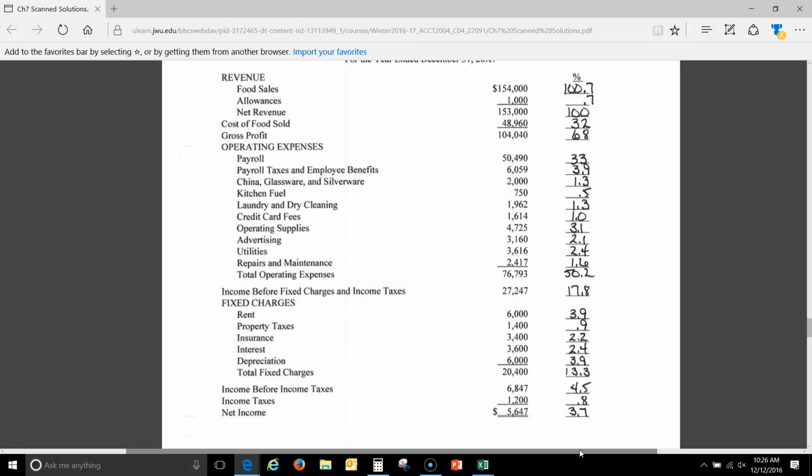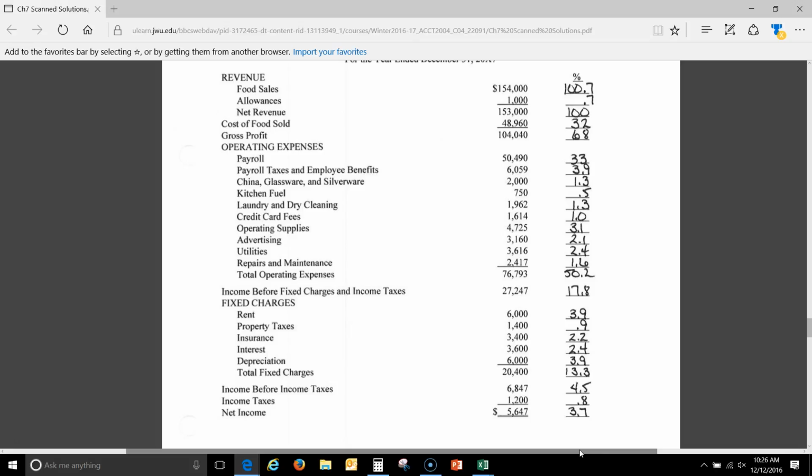If we start with the income before fixed charges and income tax, your percentage there is 17.8. Dropping down to the fixed charges section, you got 3.9, 0.9, 2.2, 2.4, 3.9. And your total fixed charges percentage is 13.3. That's 17.8. Where'd you get that from? That was the 27,247 divided by 153,000.